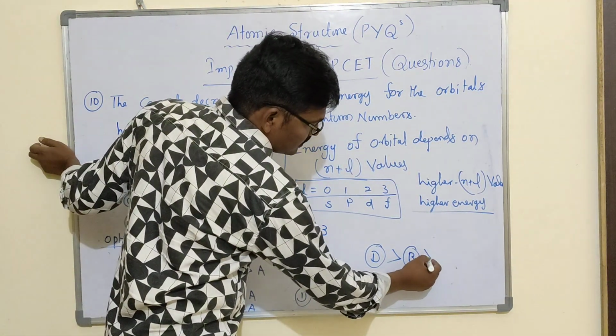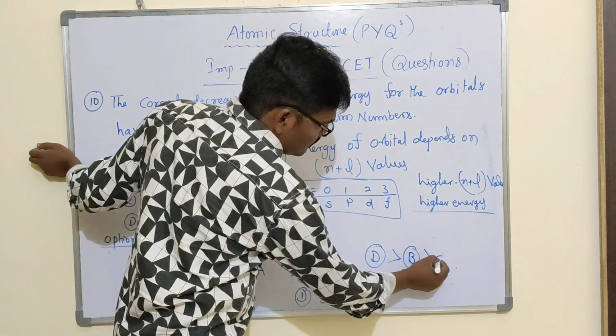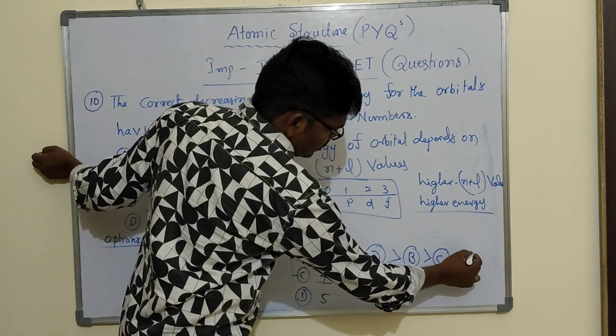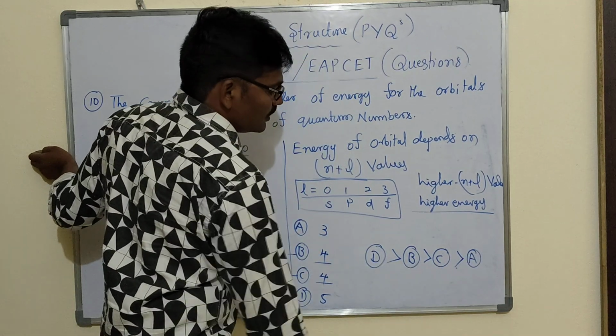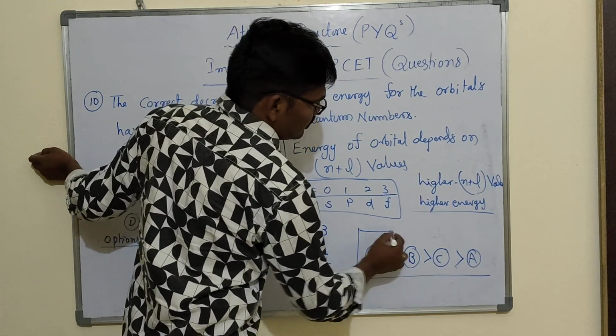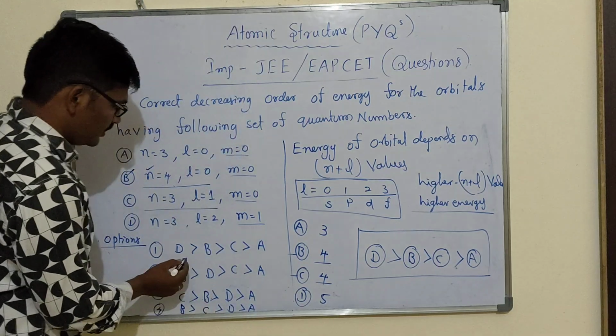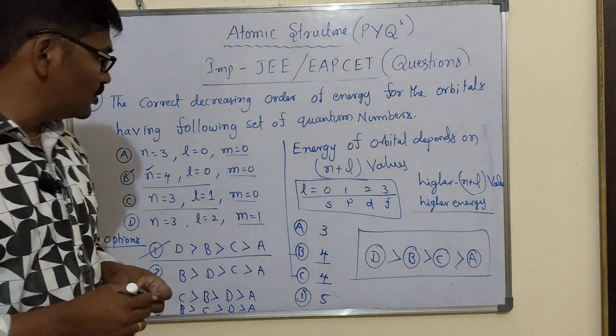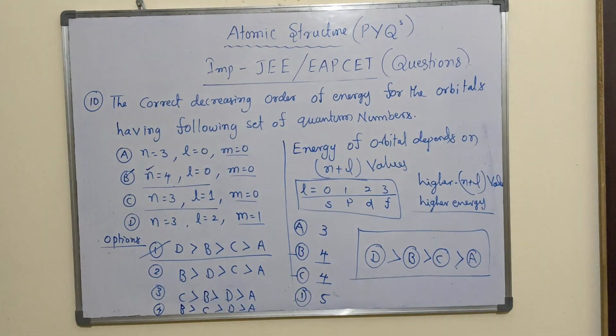Then after that, C option has to be taken. Then later, which one do you have to take? A option. Is it clear to all of you? So this is the answer: D, B, C, A. Just note it, all of you. Note both the question and answer. It is useful for you.